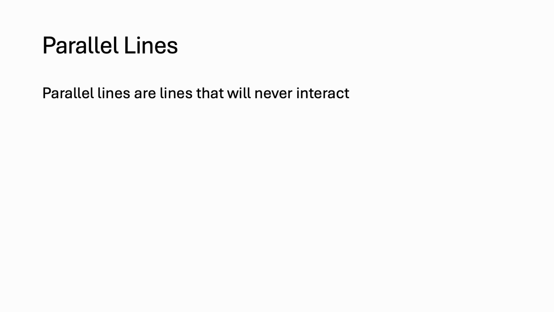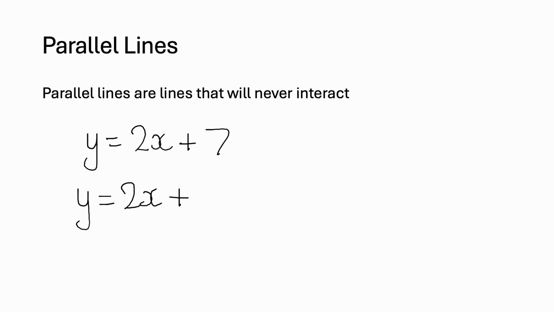are always the same. So for instance, if you have a line of y is equal to 2x plus 7, a line that is parallel to this equation would be y is equal to 2x plus, let's say, 33, for instance. These two lines are parallel to each other because the gradients are the same. As long as the gradients are the same, it doesn't matter what number the c is, it can be any number. We know that those two lines are never going to touch, so therefore they are parallel.